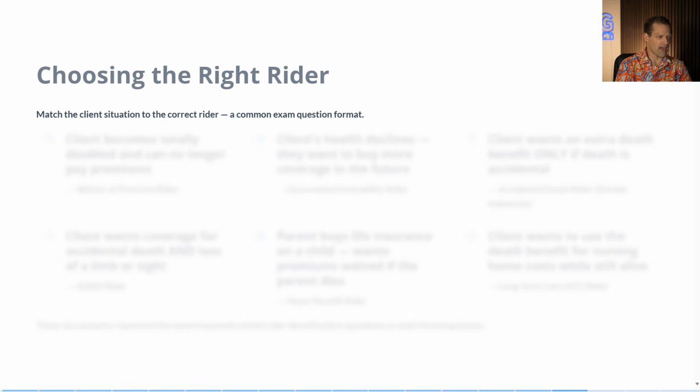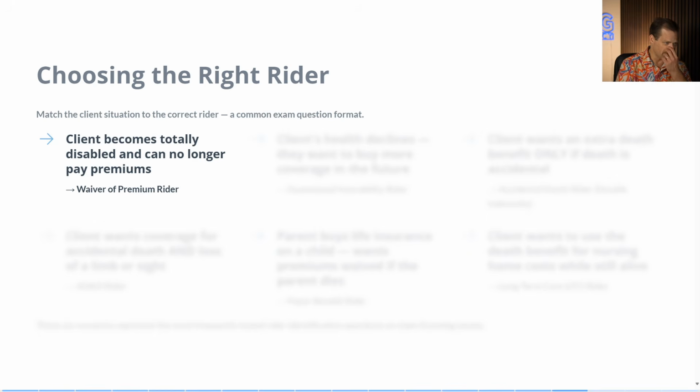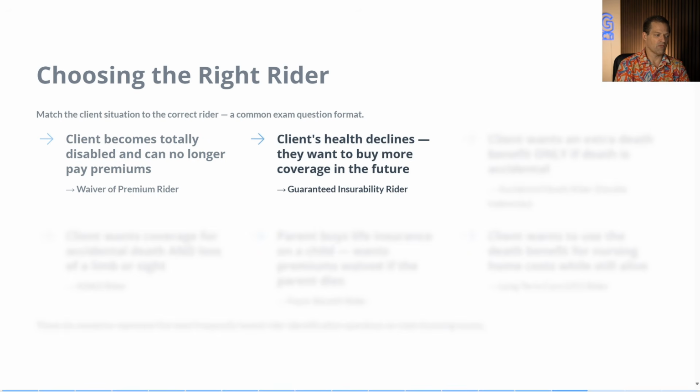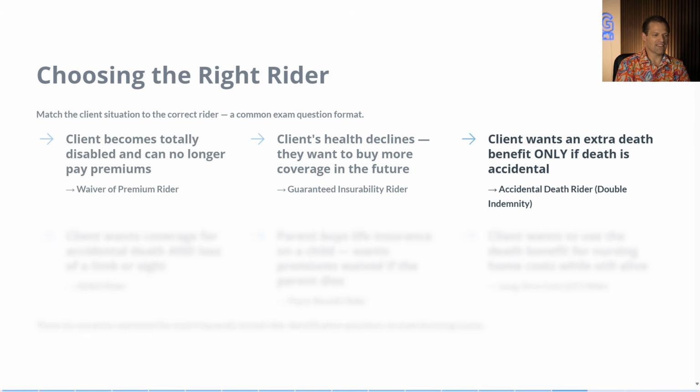And then choosing the right rider. Let's talk about that. Match the client situation with the correct rider. This is a common exam format. So client becomes totally disabled, can no longer pay premiums. What do you get? Waiver of premium. Client's health declines. They want to buy more coverage in the future. Guaranteed insurability rider. Client wants an extra death benefit only if death is accidental.